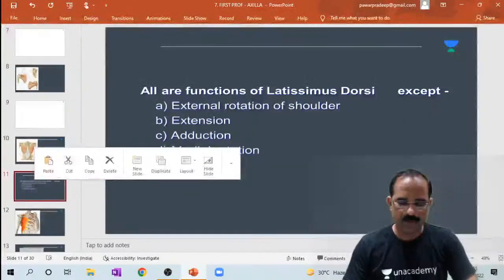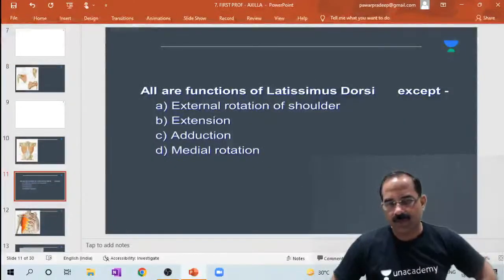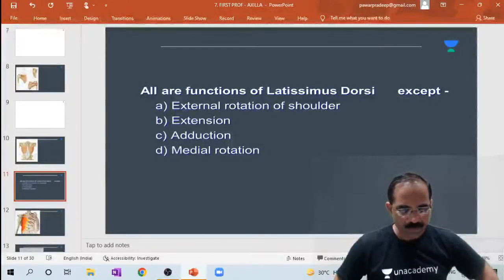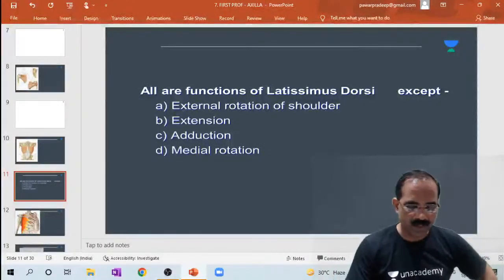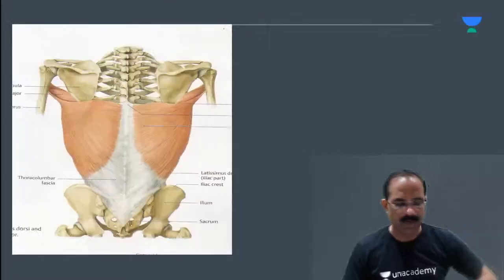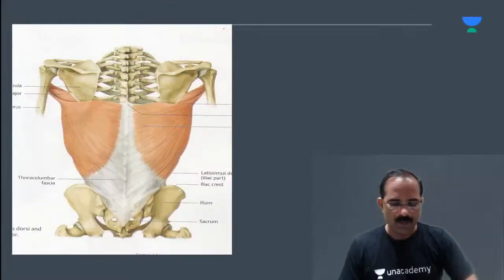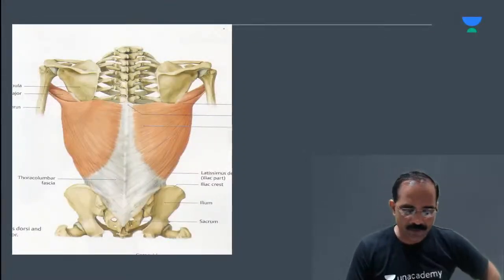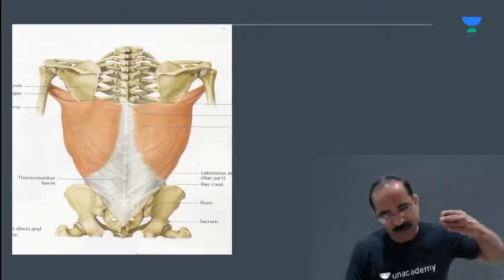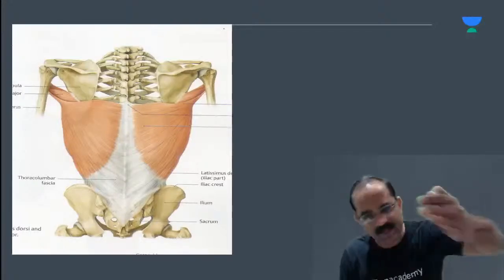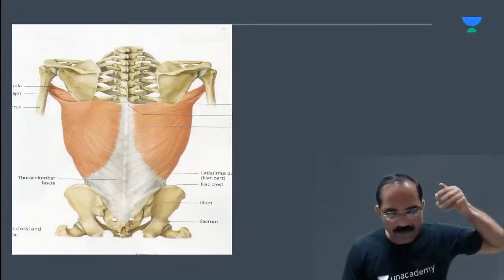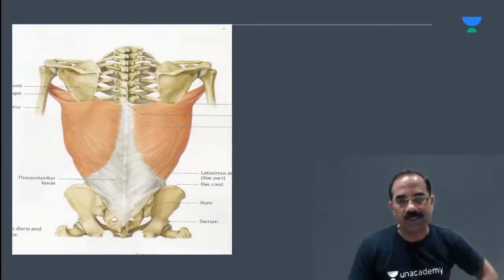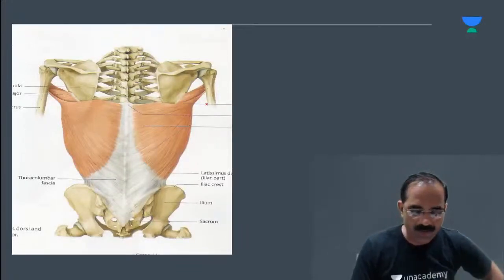Answer this MCQ. This was my MCQ left. What are the functions of latissimus dorsi? Now students, latissimus dorsi is a muscle of the back. It is going in front, into the humerus, into the floor of the bicipital groove. So when this muscle contracts, it will take the arm backwards.